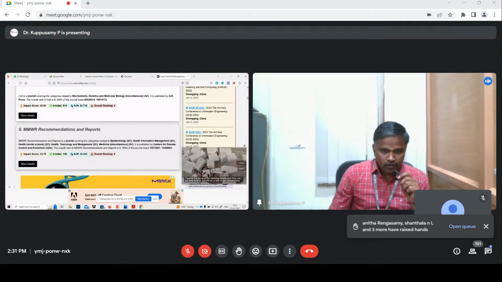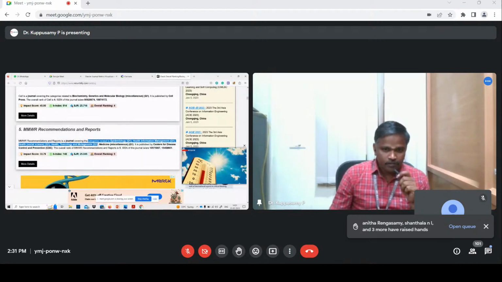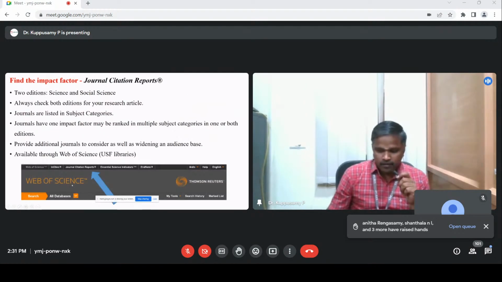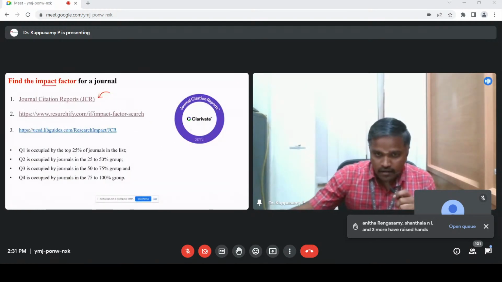And one more thing is, you look at here, one of the rankings is Q1, Q2, Q3. That is quartile. First quartile, second quartile, third quartile, and fourth quartile. That means the top 25% of journals in the list. So suppose you have 1000 journals in the list, then they will give you the rank from 1 to 1000. So from 1 to 1000, the top 25% is called Q1 journals, quartile 1 journals.